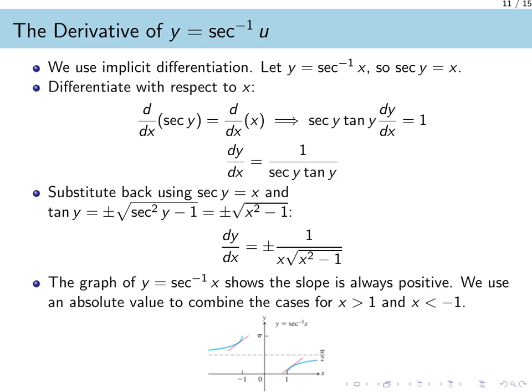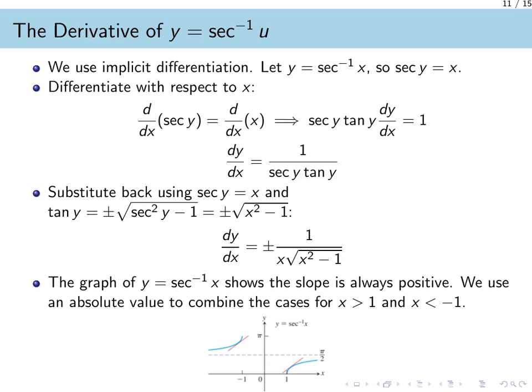Now we will find the derivative of the inverse secant function using implicit differentiation. We begin with y equals inverse secant of x, which we can rewrite as secant of y equals x. After differentiating both sides with respect to x, the chain rule gives us secant y times tangent y times the derivative dy dx equals 1. Solving for the derivative yields 1 over the quantity secant y times tangent y.